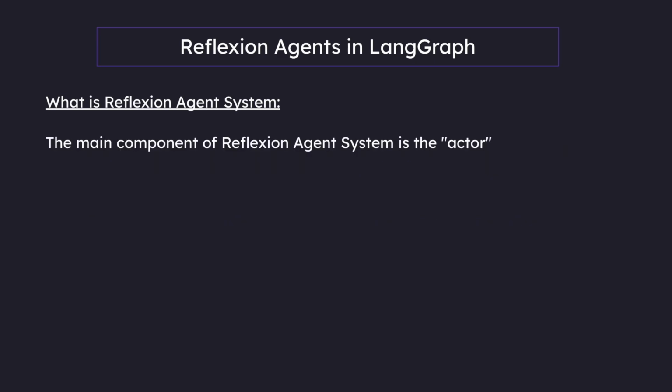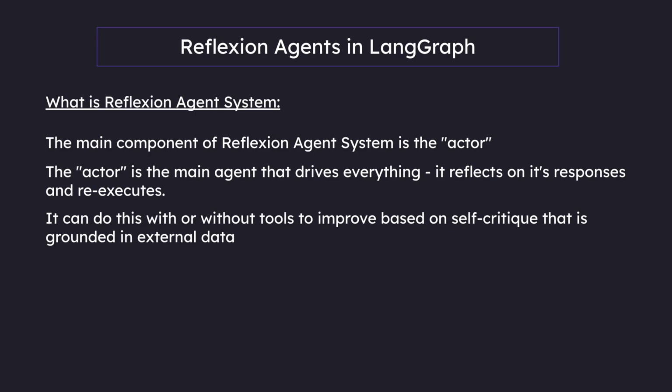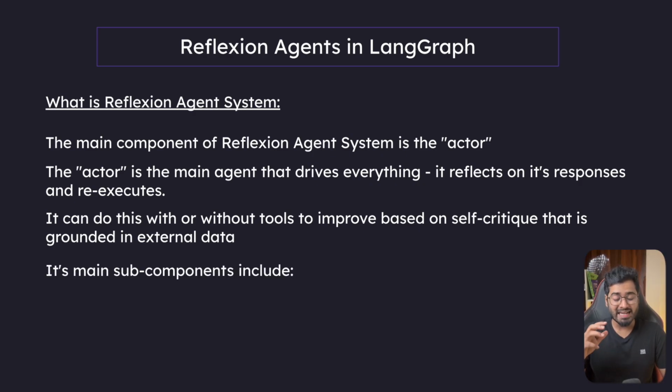So the main component of a reflexion agent system is the actor. The actor is the main agent that drives everything. It reflects on its responses and re-executes them. It can do this with or without tools to improve based on self-critique that is grounded in external data. So let us look at some of the main subcomponents that are involved in this particular system.